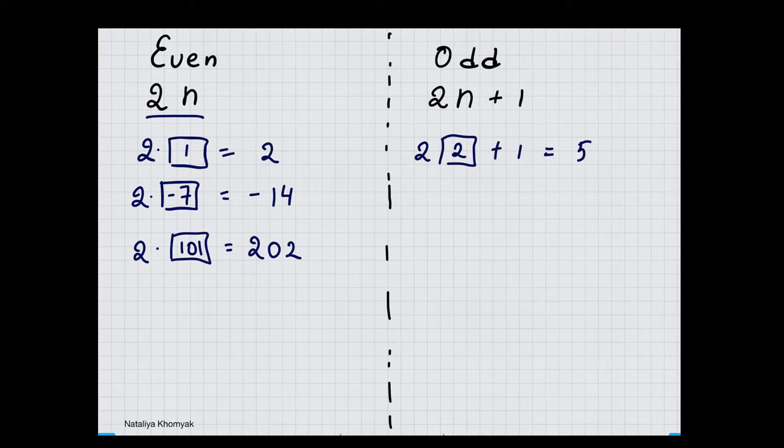Let's see what happens with a negative number. 2 times -3 plus 1. 2 times -3, we have -6 plus 1. Different signs, we have a difference. So the resulting integer is -5, which is also odd.